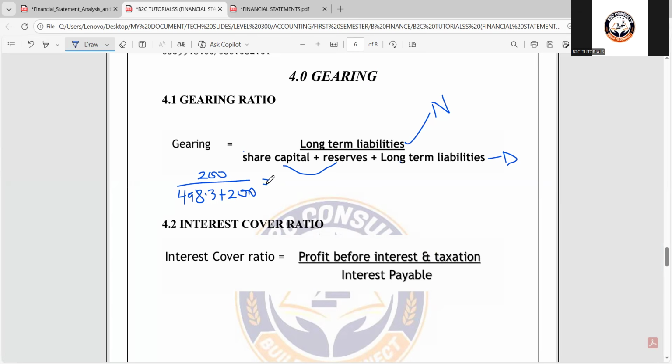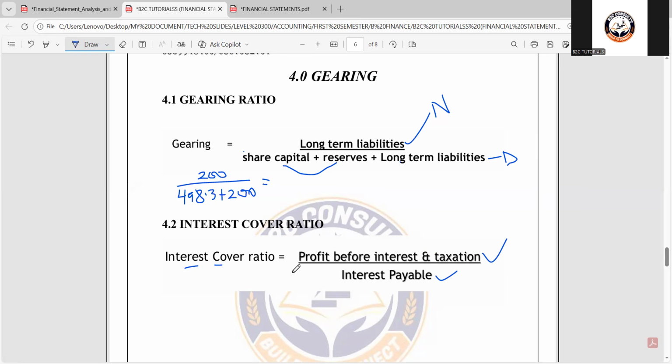Okay. Then we have what we call the interest cover ratio. What is interest cover ratio? Now, interest cover ratio is talking about you had gone in for a loan and you're expected to pay interest. How many times can your profit before interest and tax be used to pay the interest on the loan? So interest cover ratio is looking at the profit before interest and tax.